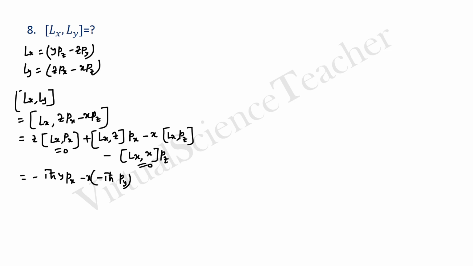X will be at the left side, because you can write the operator right or left. If the operator is at the right side, you have to deal at the right, and if the operator is at the left side, we have to deal at the left. So this will give us i h cut, x py minus y px, and x py minus y px gives us Lz. This is interesting. So starting with Lx Ly gives us i h cut Lz.